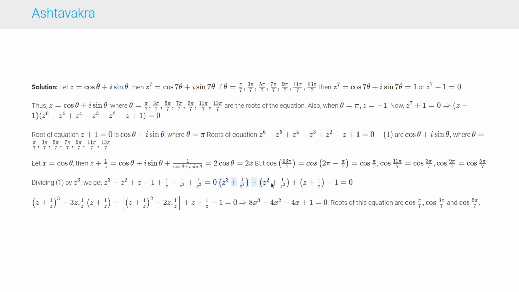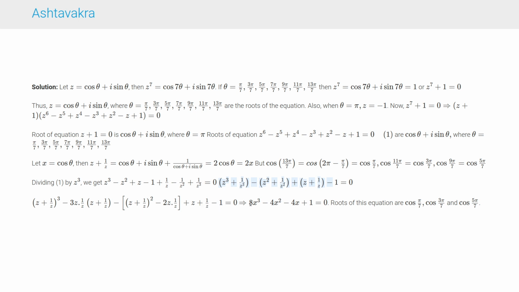Now this becomes this much. That is, we have taken z cube and combined it with 1 by z cube. We have taken z square and combined it with 1 by z square. We have taken z and combined it with 1 by z. So this entire thing becomes z plus 1 by z whole cube minus 3 into z into 1 by z into z plus 1 by z, minus z plus 1 by z whole square minus 2 z into 1 by z, plus z plus 1 by z is equal to 0.